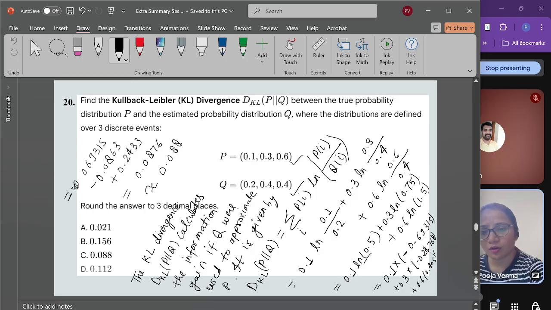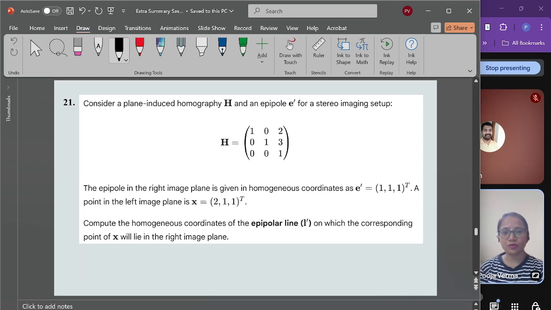So if you see that, option C is the correct answer for this question. You just need to put all the i values in this equation and find the values. Okay, so I hope you have got this question. Now moving to our next question.